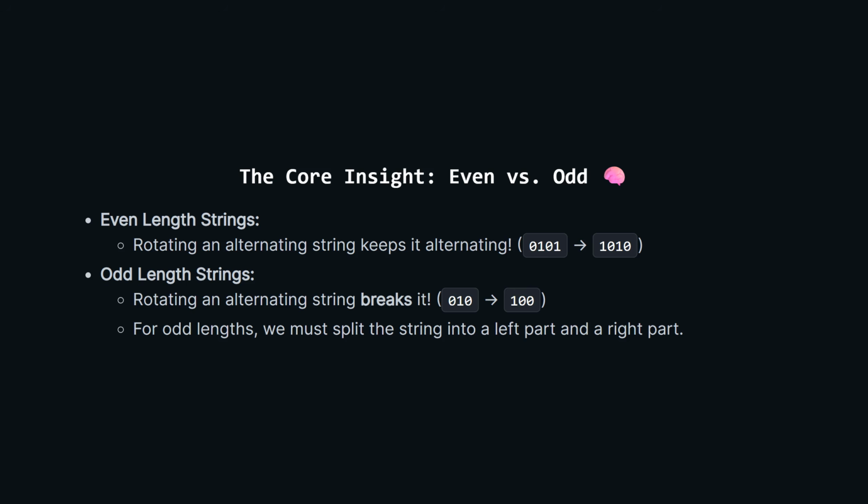Here is the absolute core of the problem. If the string's length is an even number, shifting a perfect alternating string around always results in another perfect alternating string. But if the length is an odd number, shifting it actually breaks the pattern. Imagine 0, 1, 0, shift it, and you get 1, 0, 0. It's broken. Because of this, odd-length strings require a special approach, where we essentially split the string into a left half and a right half that match up at the seam.